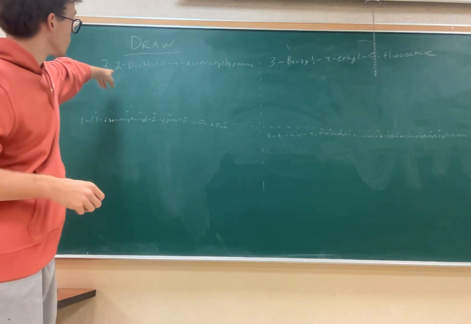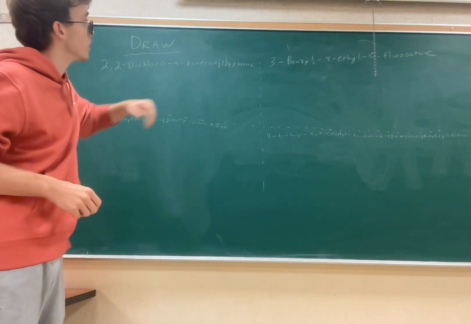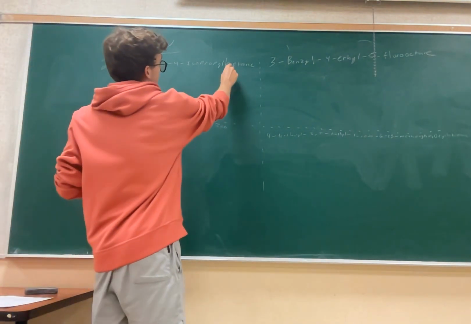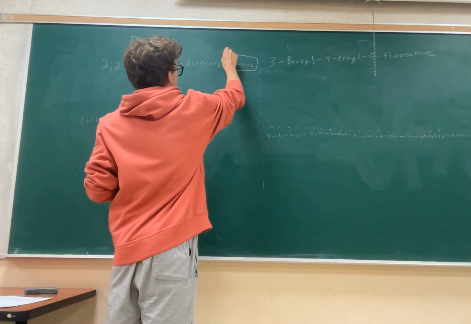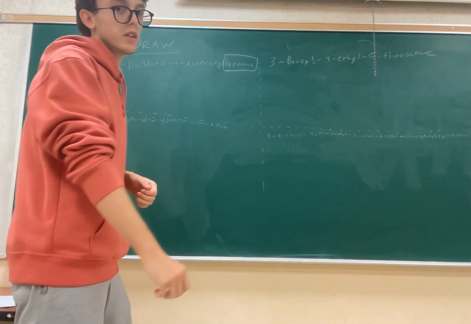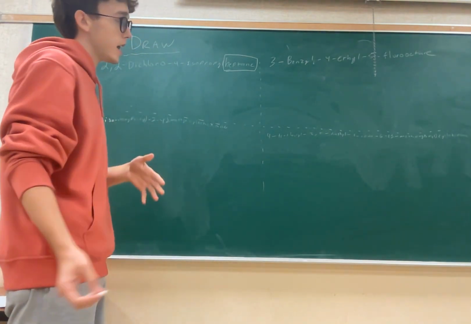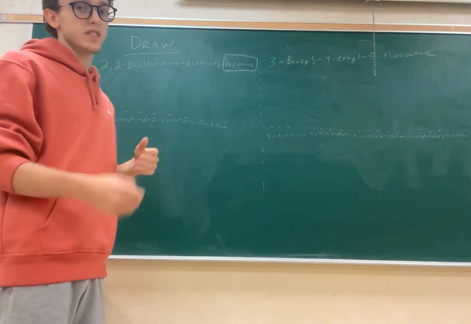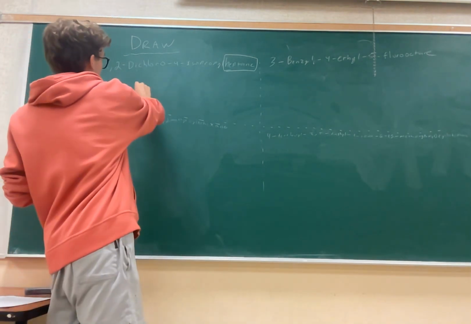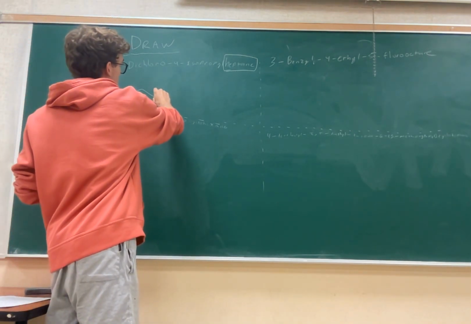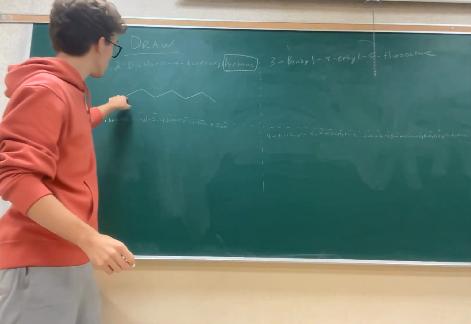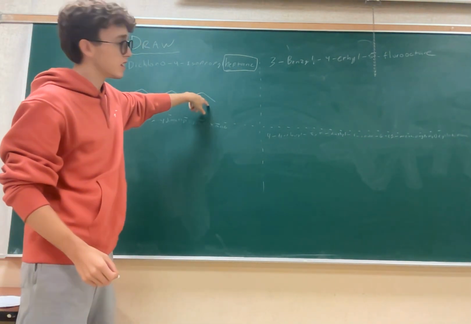But this one, we're going to start with 2,2-dichloro-4-isopropylheptane. The first thing you want to do is identify your parent chain. It will always come at the end, and with alkanes it's always going to be "-ane", so heptane. Heptane is seven carbons, so we'll draw a 7-carbon chain. So 1 carbon, 2, 3, 4, 5, 6, 7.